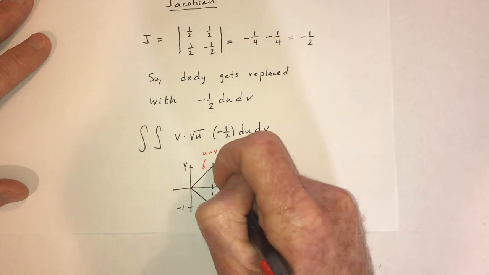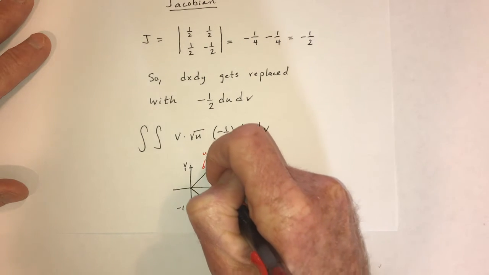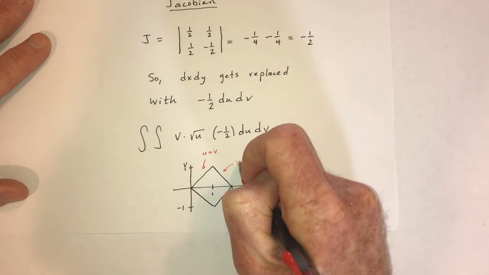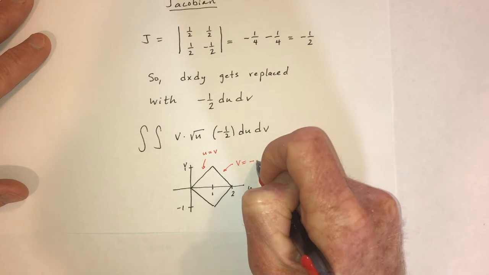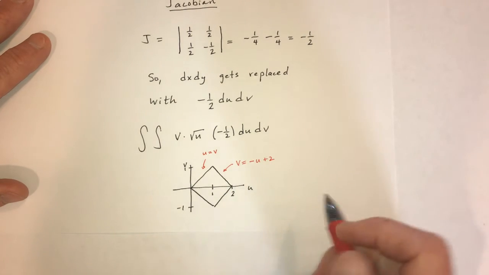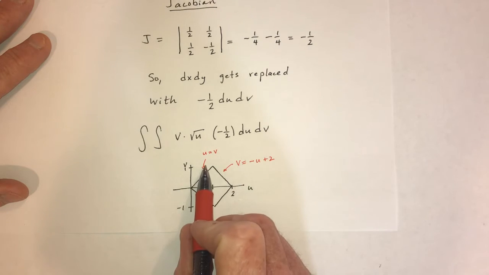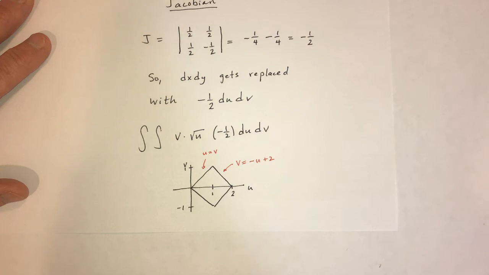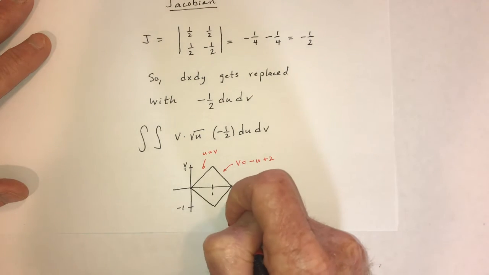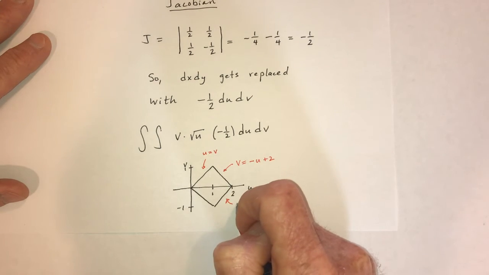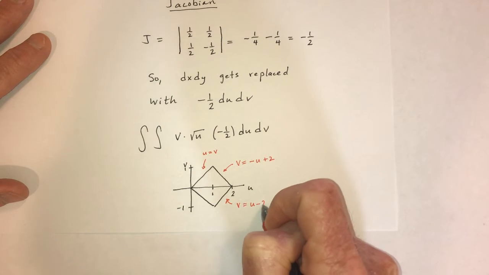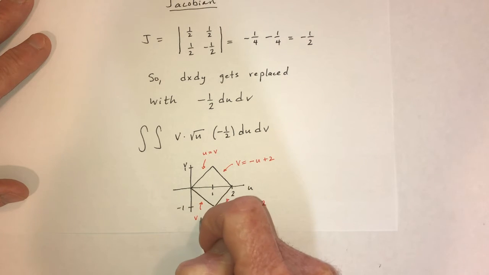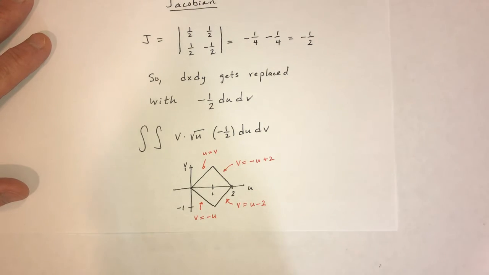This one has a slope of negative 1, and if you continued it up, it would cross at 2. So this one is the line v equals negative u plus 2. So that's a slope of negative 1, and then it would cross up here at 2. Likewise, this one is v equals u minus 2, and this one is that v equals negative u.